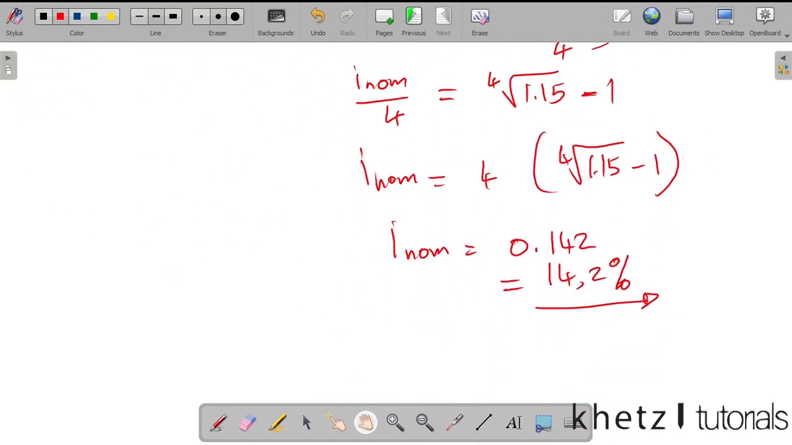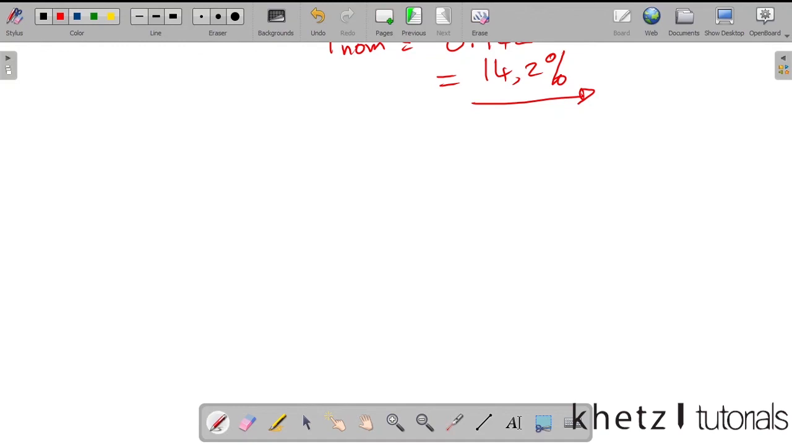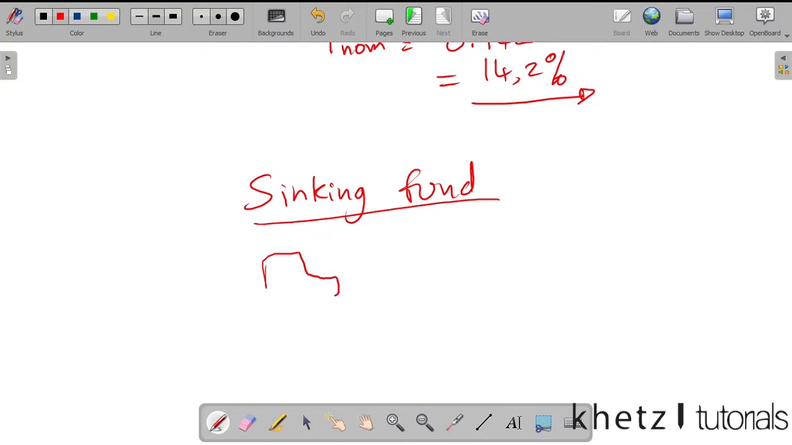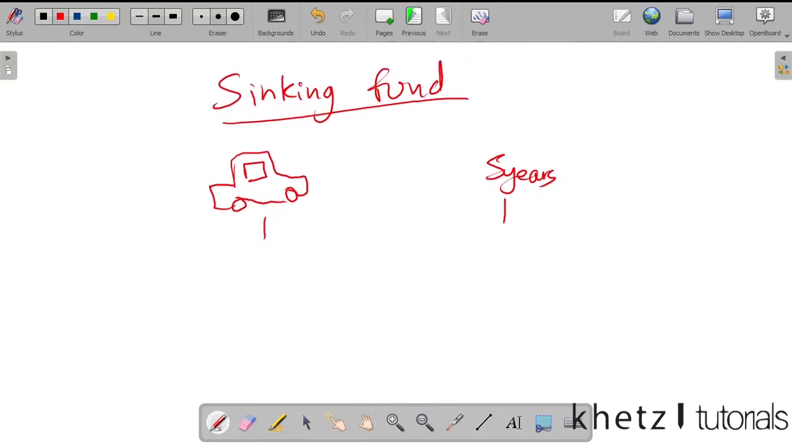Now that is all in terms of examples. I just want to talk about a few terms which are quite important. And the first one is a sinking fund. Let's say you have a car. Let's draw a terrible picture of a car. I can actually draw just that. So let's say you have a car, you bought it today, and you plan on selling it in 5 years. Now, this car will definitely depreciate, and you'd use this formula to find its depreciation.